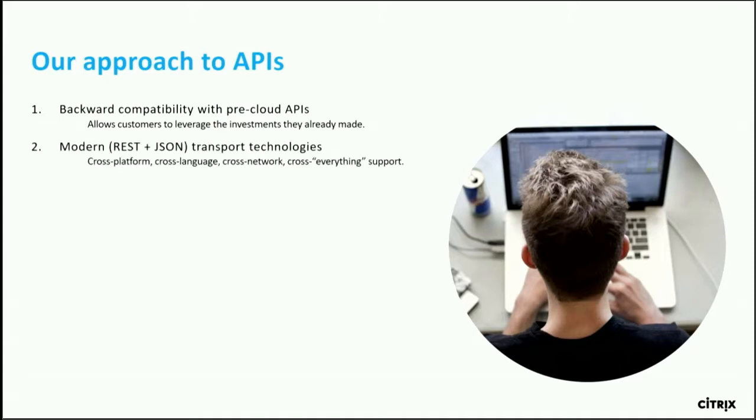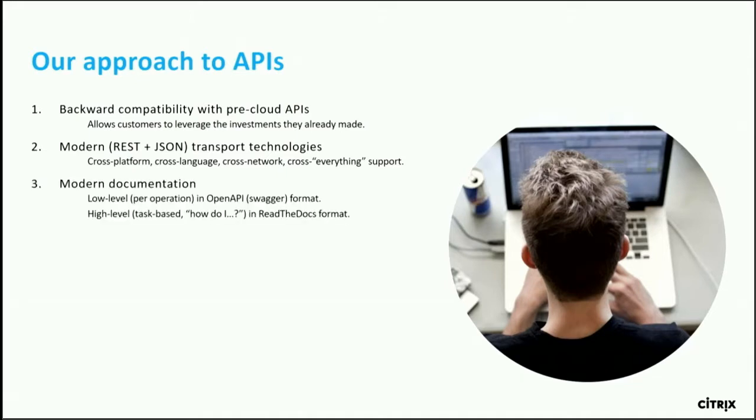Secondly, moving beyond those legacy APIs, we want to support modern technologies, REST plus JSON over HTTP. That really enables a rich development environment with cross-platform, cross-language, cross-network, cross-everything support. REST and JSON is emerging as the de facto way of doing APIs in the cloud.